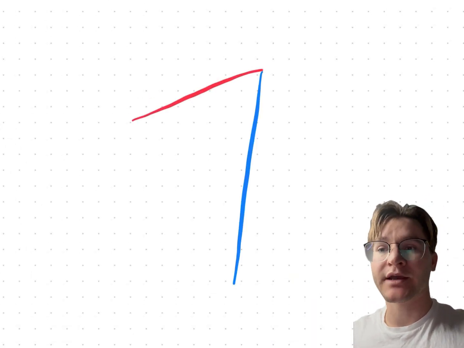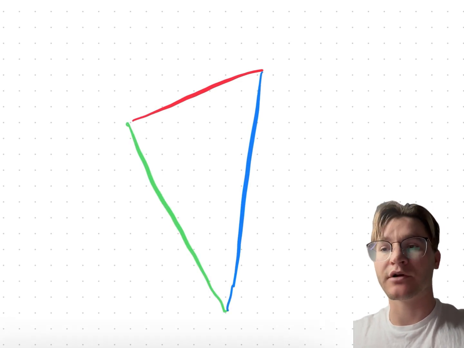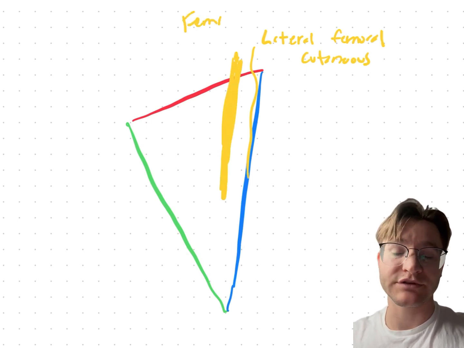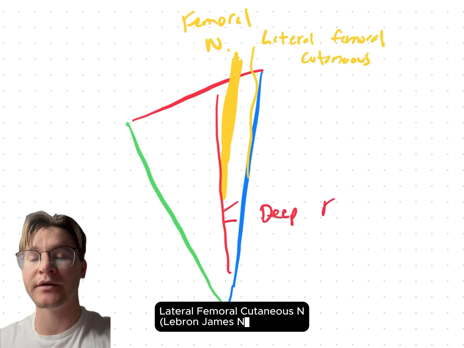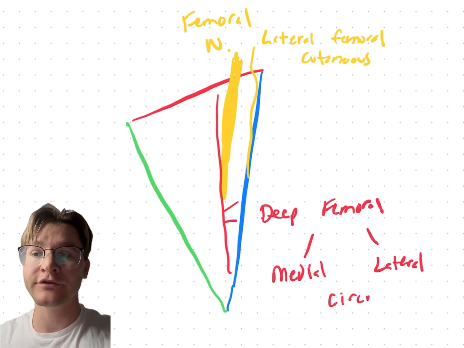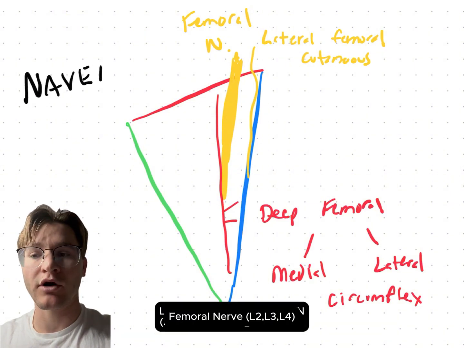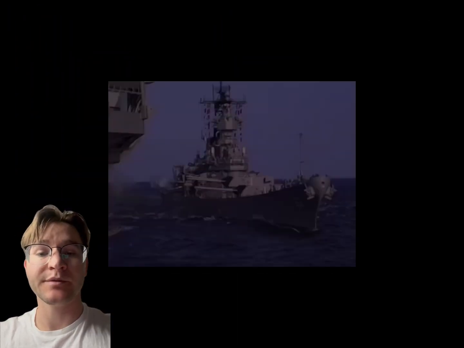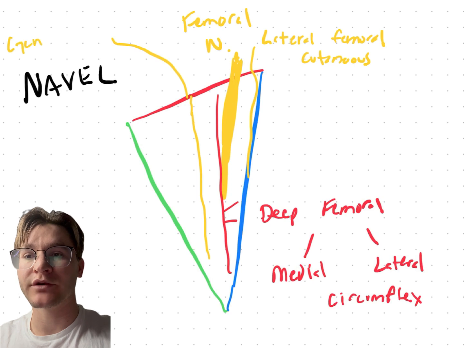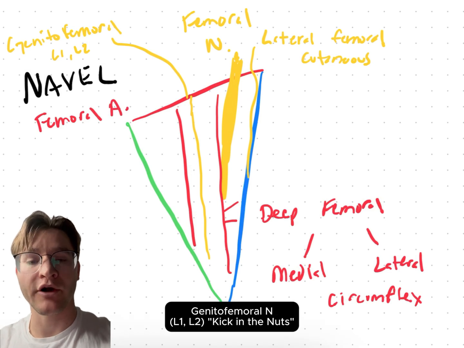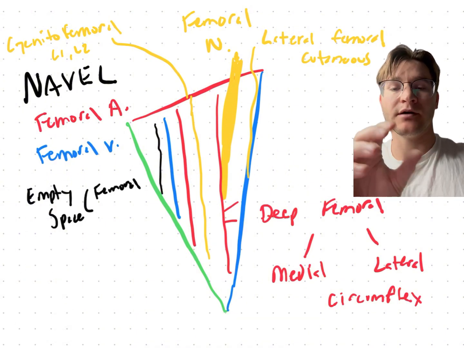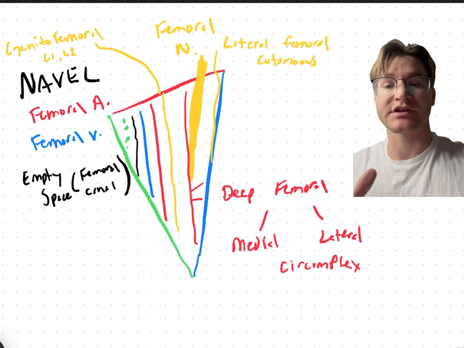Let's put together our puzzle, okay? So our superior border is the Poupart's ligament, our lateral border is the sartorius muscle, and our medial border is the adductor longus muscle. We have our lateral femoral cutaneous nerve, which is our LeBron James nerve, L2, L3, our femoral nerve, L2, L3, L4, and then our deep femoral artery, which gives the medial and lateral circumflex. Then we have our femoral sheath, which is going to be able to prevent impingement of these important vessels. And it has our genitofemoral nerve, which is L1, L2, kicking the nuts, femoral artery, and femoral vein. Our empty space, which allows the vein to expand.